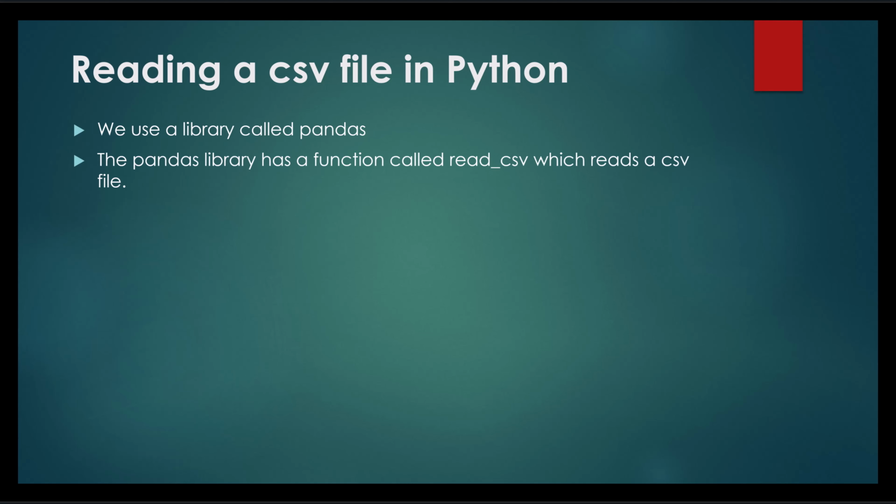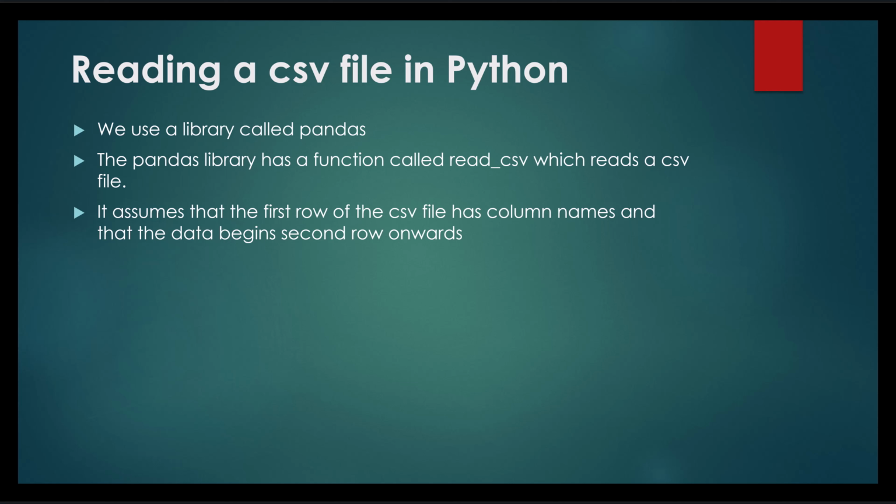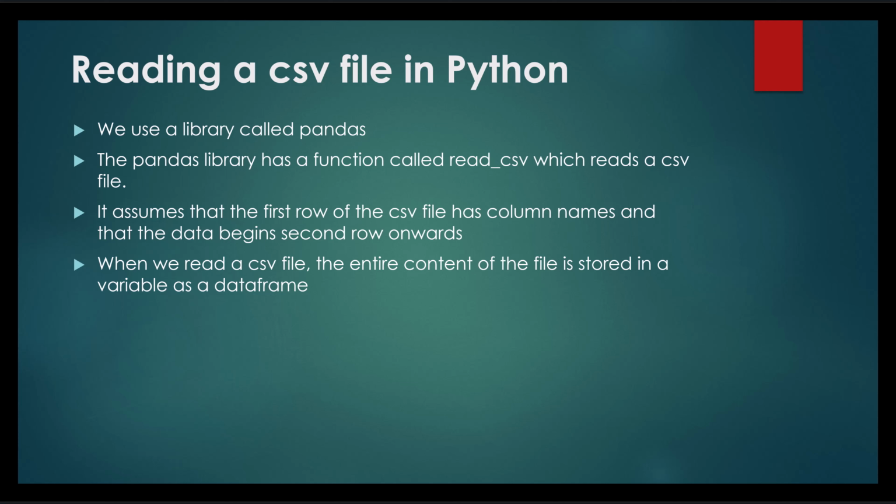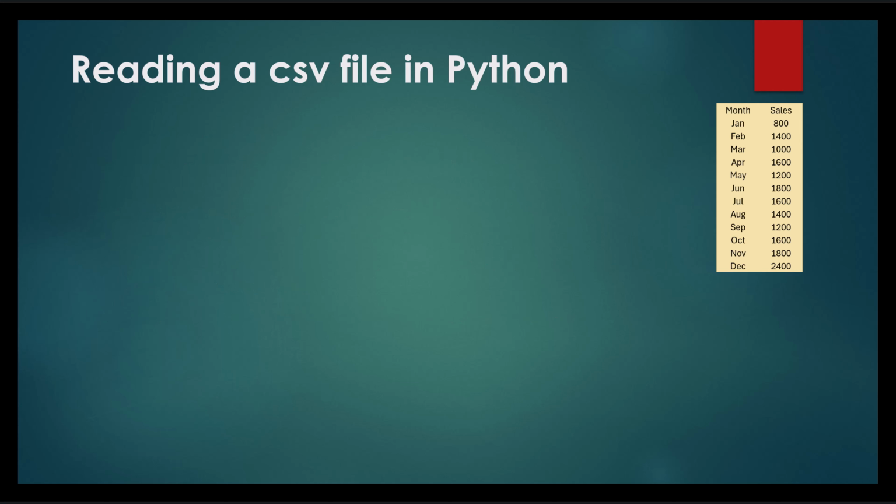The pandas library has a function called read_csv, which reads a CSV file. It assumes that the first row in the CSV file has column names and that the data begins from the second row onwards. When we read the CSV file, the entire content of the file is stored in a variable as a data frame. A data frame is nothing but a table of rows and columns, which is what we have in a CSV file.